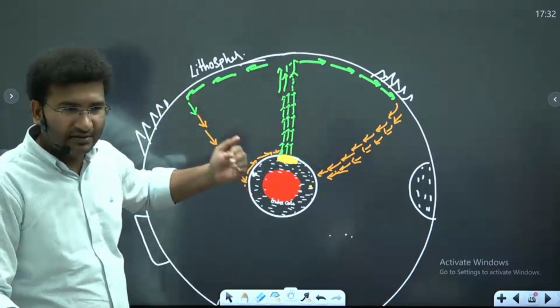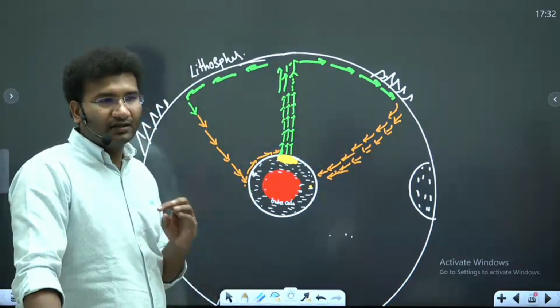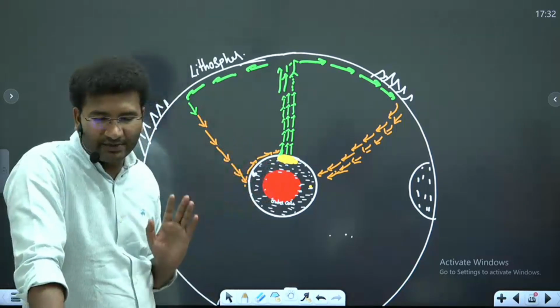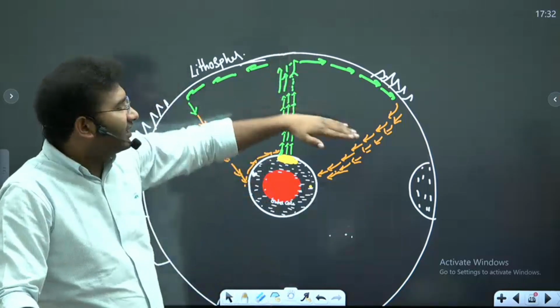What is the primary reason? The primary reason is differential heating of the interior of the earth. That is because of the radioactive materials that are present. And why this radioactive material? Please be patient for another half an hour. You will get to know. So here onwards, this divergence will take place.